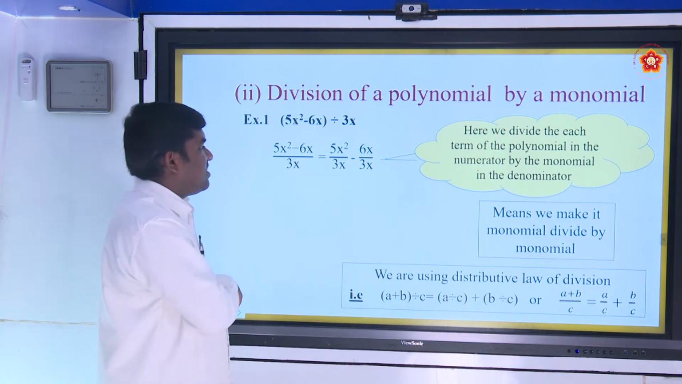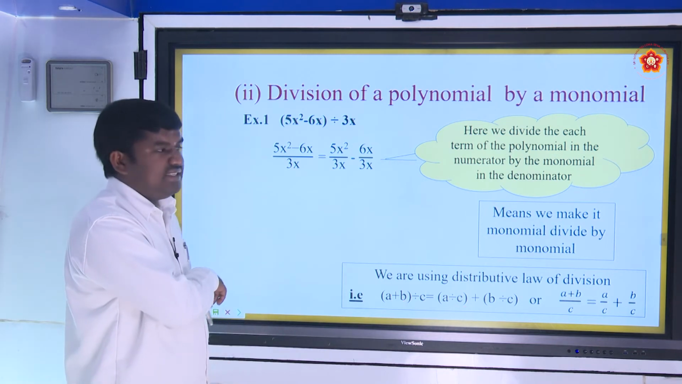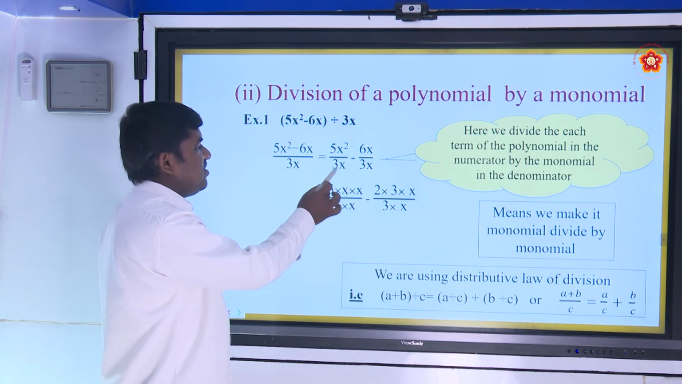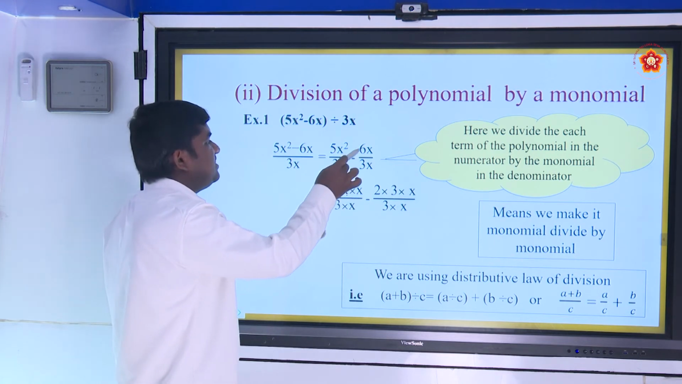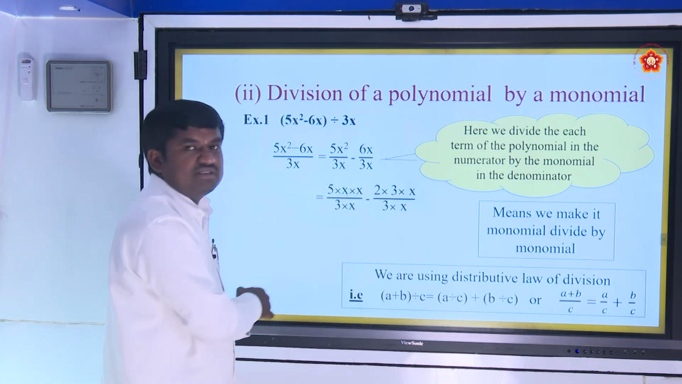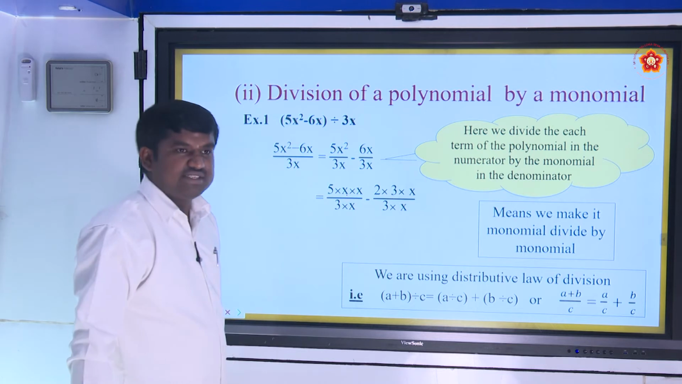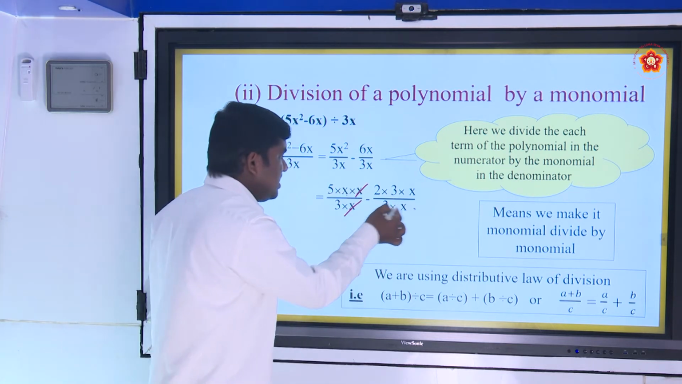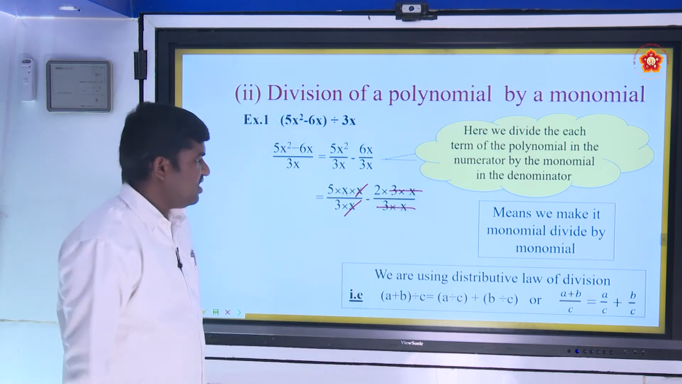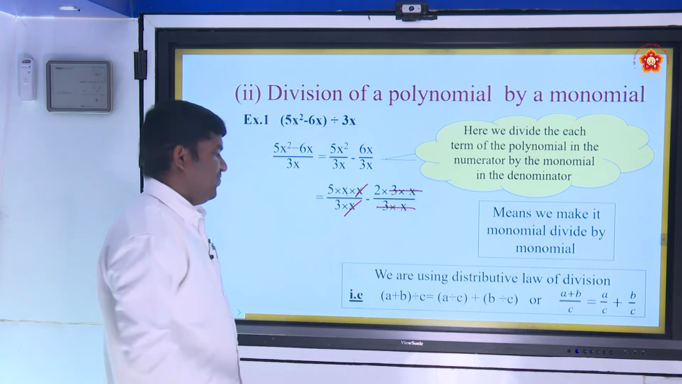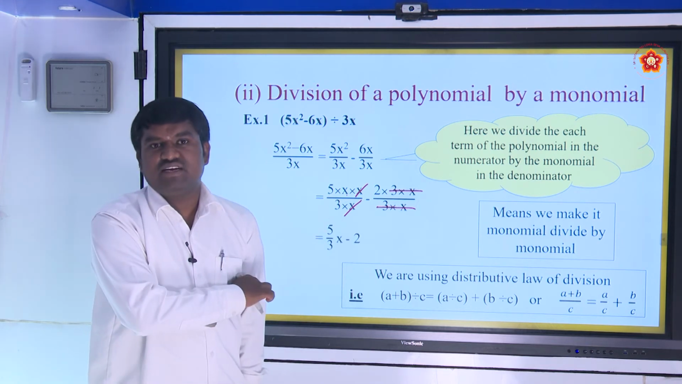Next, simplify this. What do we get? 5x square can be written as x into x divided by 3 into x, minus 6 can be written as 2 into 3 into x, 6x divided by 3 into x. Observe here, x cancels. Next 3x and 3x cancel. The remaining thing is 5 divided by 3 into x minus 2. This is the answer.